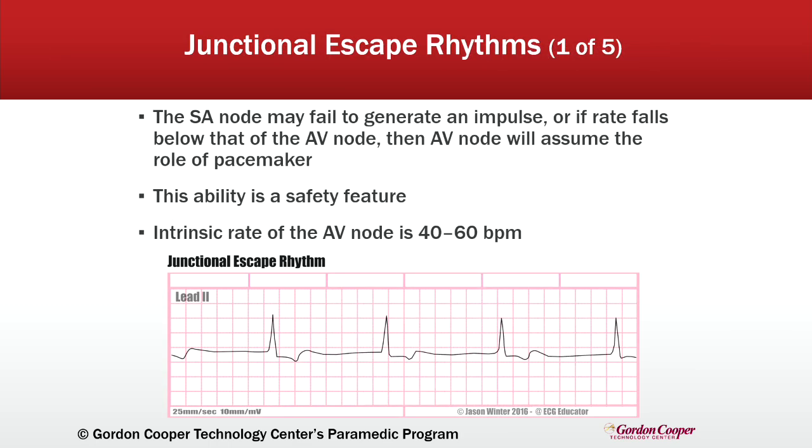All right, now junctional escape rhythms. So these occur when the SA node fails to generate an impulse, or if the SA node's rate falls below that of the AV node. Then the AV node will take over as the heart's pacemaker. So this is just the safety mechanism of these pacemakers to ensure that the heart continues to beat. So the intrinsic rate of the AV node is between 40 and 60. So when it takes over, the heart rate will fall within this range.